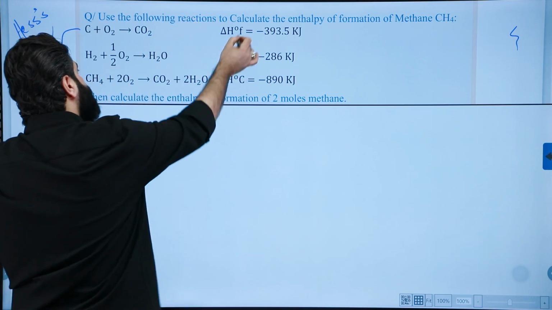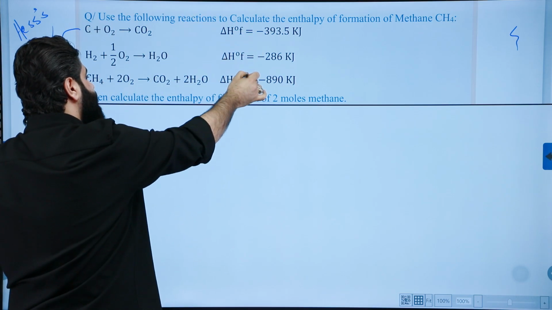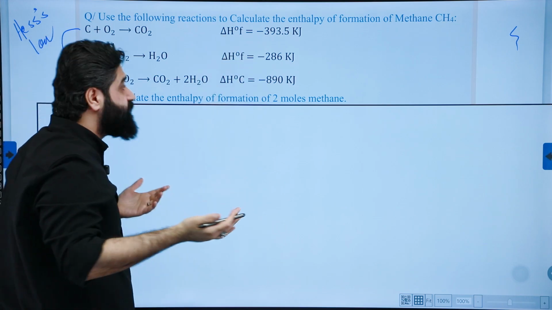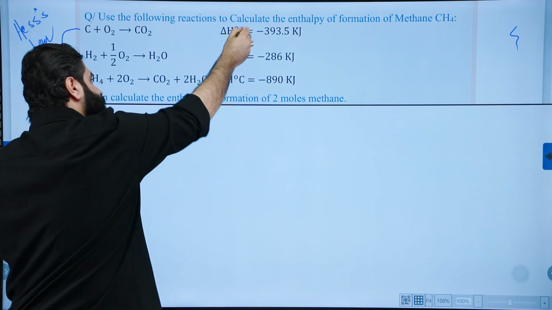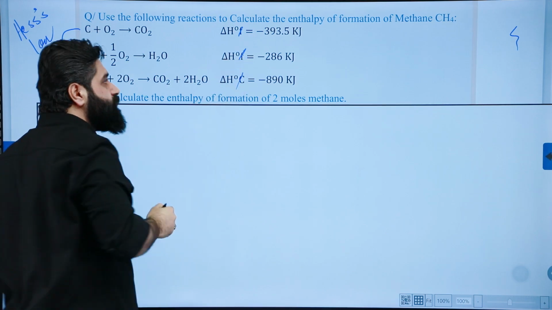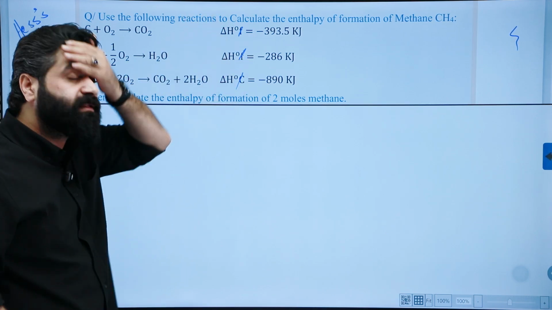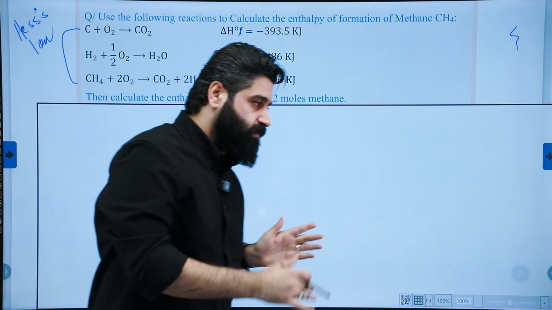By the way, what do we mean by the following delta HF, delta HC? Later you will become familiar. Don't worry, they are equal to the value of delta H. Don't worry, later you will know what I mean by this.